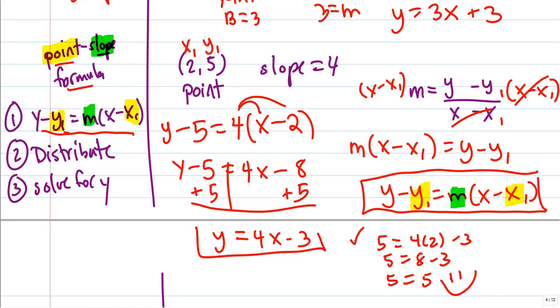Okay, so our new formula, the point-slope formula, contains the point and the slope. We fill them in, and then we can solve for y.